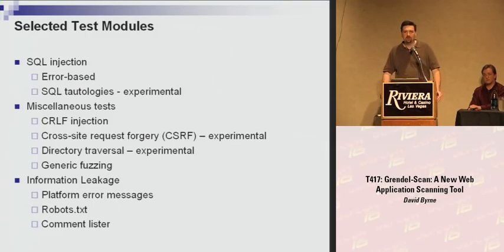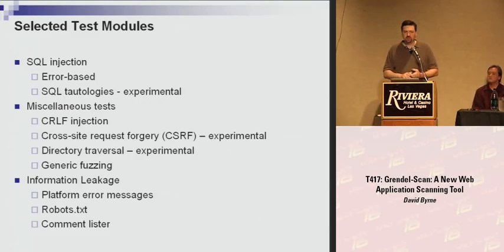The generic fuzzing module can be pretty useful. It takes a while to run, but it's not like you have to sit there and watch it the whole time. It takes a set of predefined strings, which could either be default or user-defined, and appends them to the end of every input parameter that's observed by the scan.